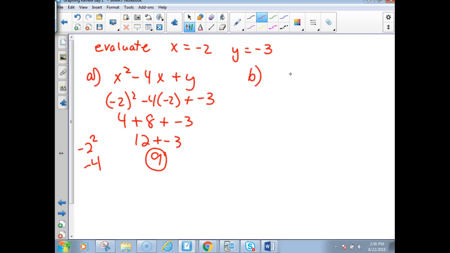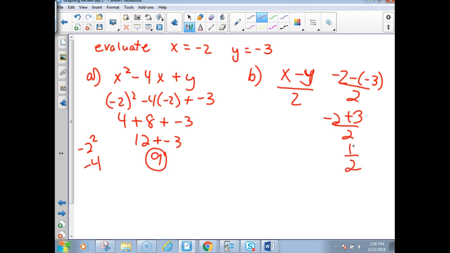Another problem might have, I don't know, I'm just going to say x minus y over 2, and then I'm going to expect you to pop those in and evaluate. So that'd be -2 minus -3 divided by 2. That's y, not a 4. Sorry, I meant that to be a y, and it didn't look like one. Negative 2 plus 3 divided by 2. So if it comes out to be a fraction, I expect it to be simplified down to 1/2. If it comes out to a fraction that's reducible, you need to reduce.